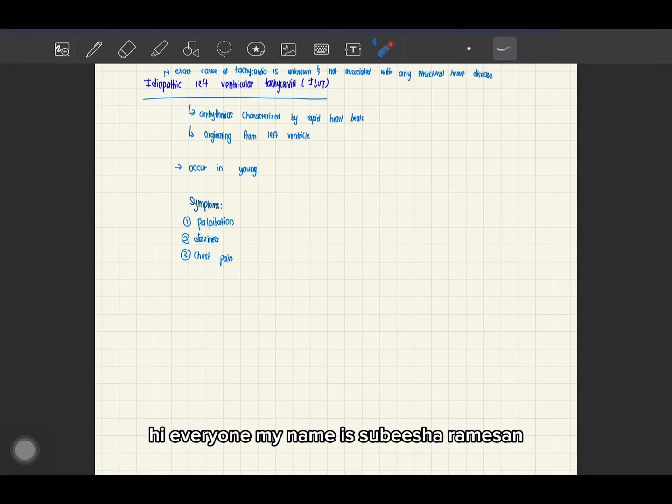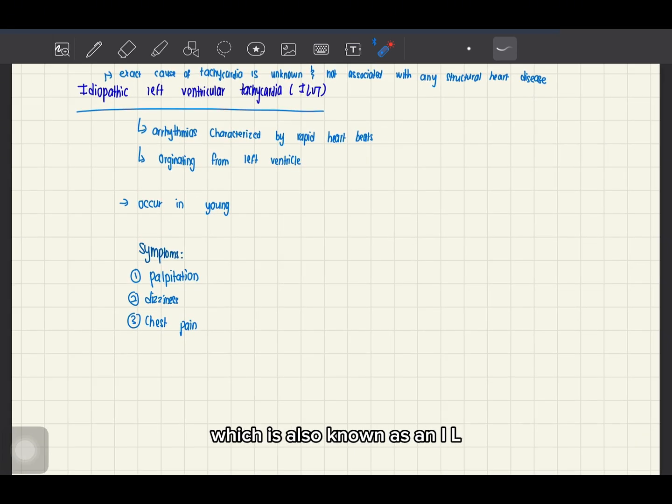Hi everyone, my name is Shubhshara Mason and today I will be talking about what is idiopathic left ventricular tachycardia, which is also known as an ILVT.